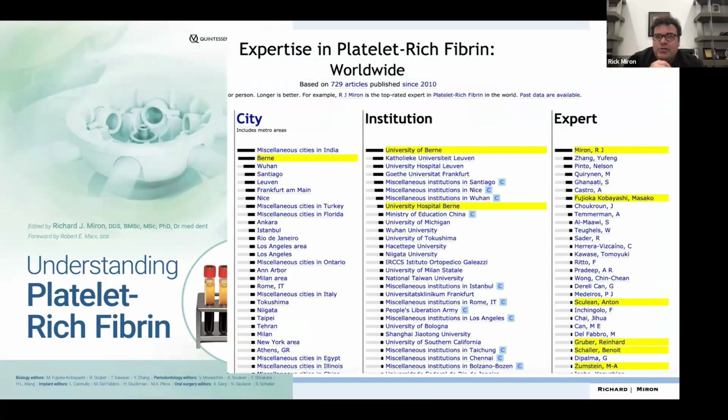is the fact that when you actually look at expertise and when you look at research and we look at citations per paper, there are these independent organizations that calculate how many research papers you have, what institutions are the leading research facilities, what is the impact factor of these papers. All of these things get pooled, and based on how many citations your papers and publications get, there's a ranking system. And when it comes to expertise in platelet-rich fibrin, the University of Bern is ranked number one, and myself and one of my best friends, Yufeng Zhang, are ranked number one and number two when it comes to research that we've done in this field.